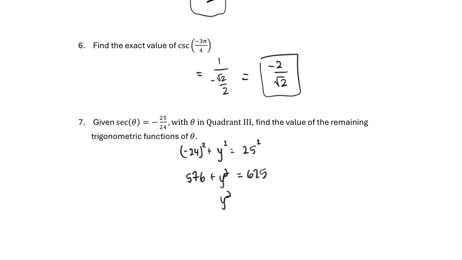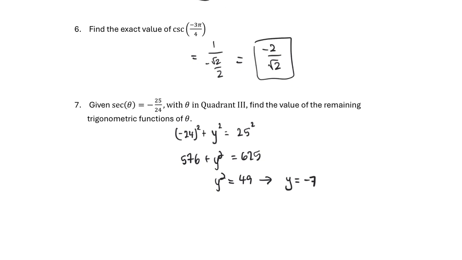Subtract on both sides, we have y squared equals 49. Now the square root of 49 is plus or minus 7. But if we're in quadrant 3, both the x value and the y value of a point in quadrant 3 is negative. So the y value will be negative 7.